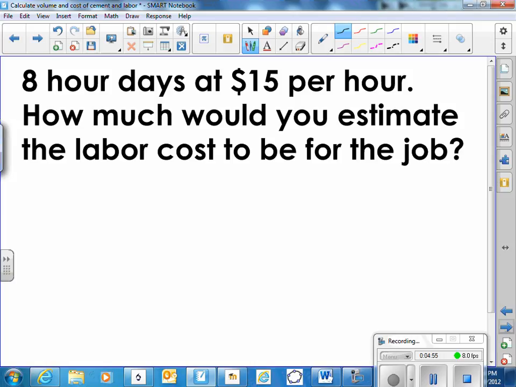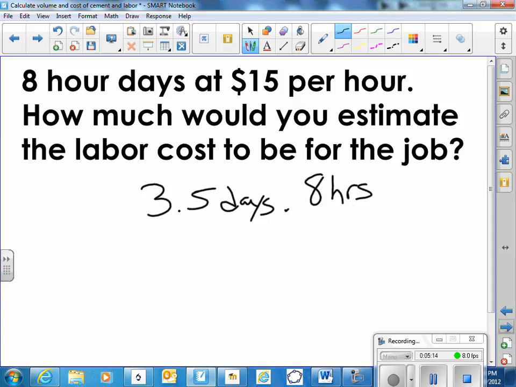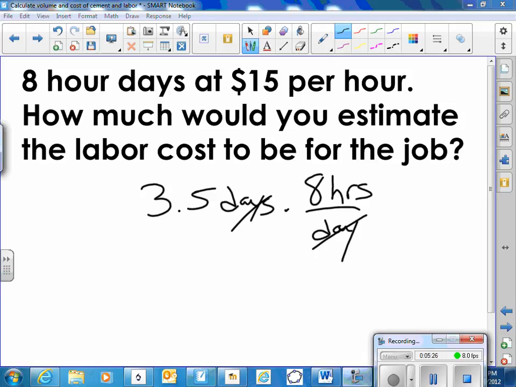Well, if each day is 8 hours long, and I pay $15 per hour, let's say we have 3.5 days times 8 hours per day. That will tell us how many hours that would take. So we'll just do some longhand multiplication.